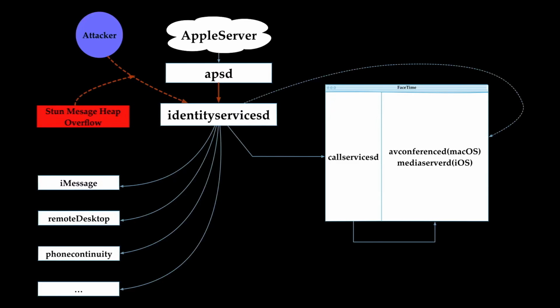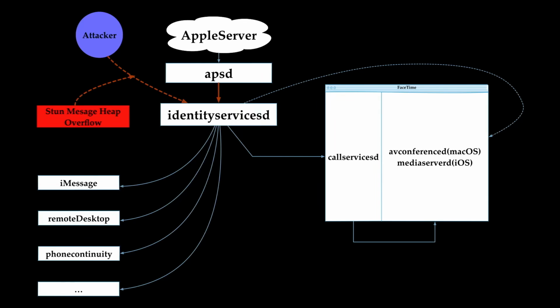Maybe you don't think that's very interesting. Now we move to some very juicy bugs, heap overflows. And as Tor already mentioned, if a FaceTime call is connected, that means the attacker is able to directly send UDP packets to the remote identityservicesd. And let's see what happened there.